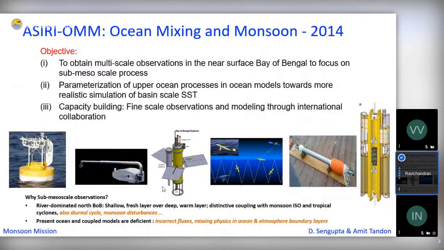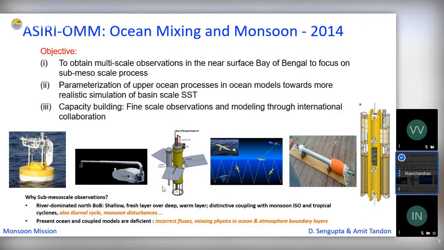Then once this sustained observation has been established and the large scale observation components are in place, then there is a new demand. In the monsoon mission, there were biases in the model: the ocean model was able to simulate the temperature, especially SST, but the mixed layer depth was underestimated. So in order to improve the ocean model as well as the atmospheric forcing parameters, how do we improve that? For that, the demand has come for fine scale observations, and Indo-US collaborations, that means the air-sea interaction research initiative and the ocean mixing and monsoon collaboration.